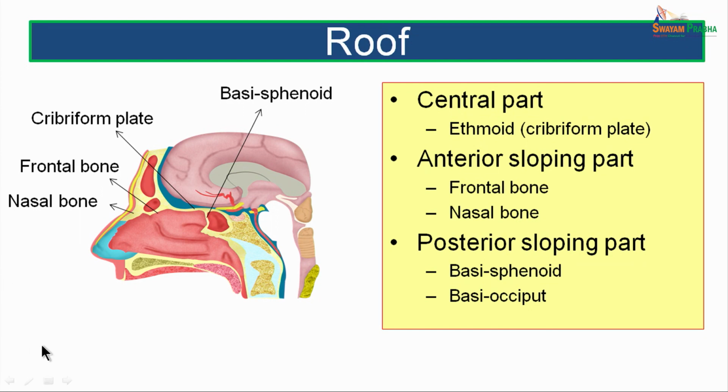The same is seen here in this picture. This is the roof of the nasal cavity. It is formed anteriorly by the nasal bone and the frontal bone. The central part is formed by the cribriform plate of the ethmoid bone, while the posterior sloping part is formed by the basisphenoid and the basi-occiput. Those are the structures forming the roof of the nasal cavity.